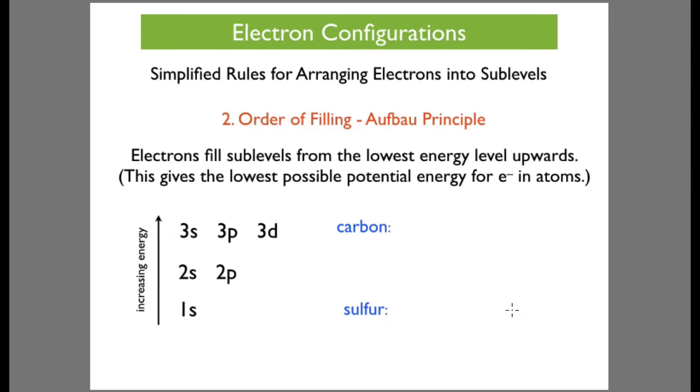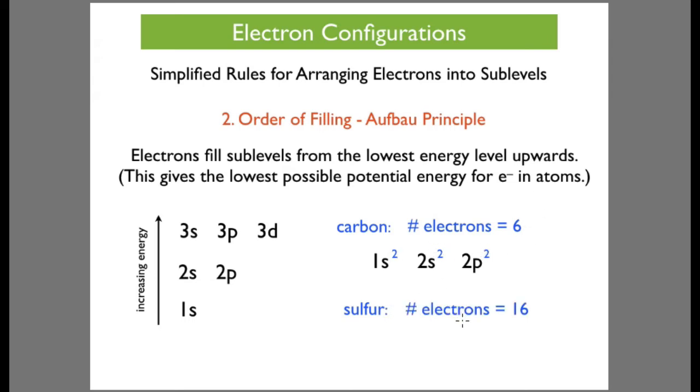Simplified rules for arranging electrons into sublevels. Secondly, we use the Aufbau principle. Electrons fill sublevels from the lowest energy level upwards. This gives the lowest possible potential energy for electrons in atoms. And you can see as we go up here, there's an increasing energy. Carbon has 6 electrons, and so it'll be 1s, 2, 2s, and 2 electrons in there, and then 2p, and there would be 2 electrons there, 2, 4, 6 electrons.